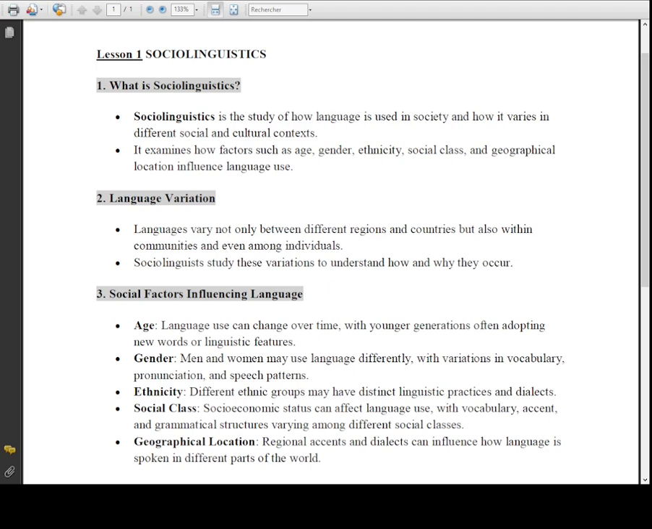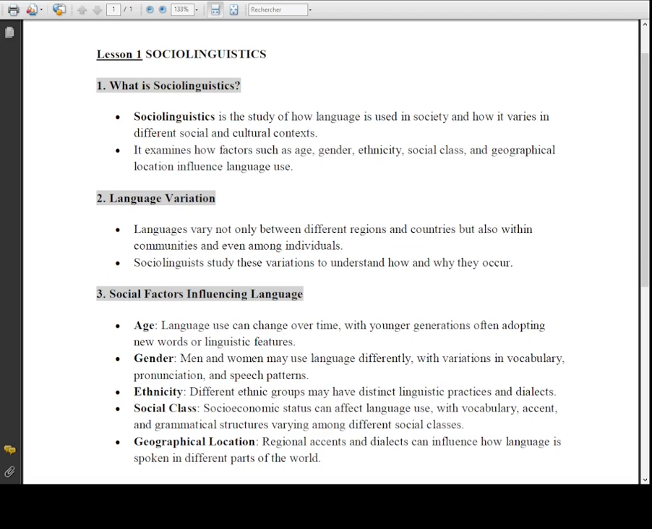On the second point, we've got gender. Men and women may use language differently, with variations in vocabulary, pronunciation, and speech patterns. So, the way men speak and how women speak differs depending on the situation they are in. For example, in the French language, we've got the difference between he and she. The way a man uses masculine terms and how a woman does in her own way differs, whether in a grammatical or in an oral way. So that was the second one.